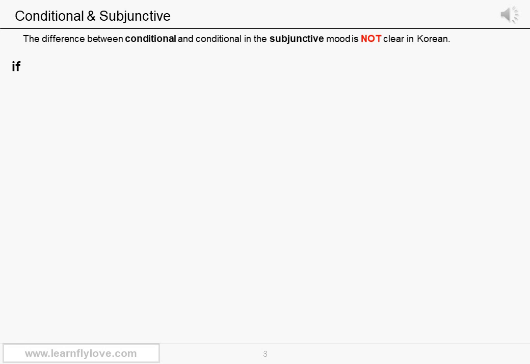Then let's learn how to make conditional and conditional in the subjunctive mood using if in Korean. First of all, you should know that the difference between just conditional and conditional in the subjunctive mood is not very clear in Korean. Let's see the English example first to understand what we are talking about. If I find your watch, I will tell you. You can talk like this in English when you feel there's a real possibility that you will find the watch, right?